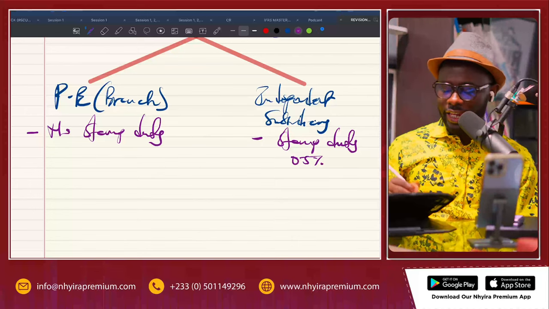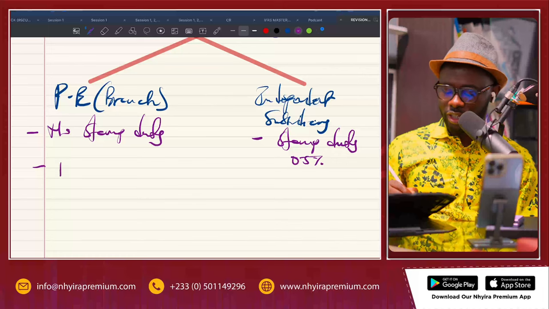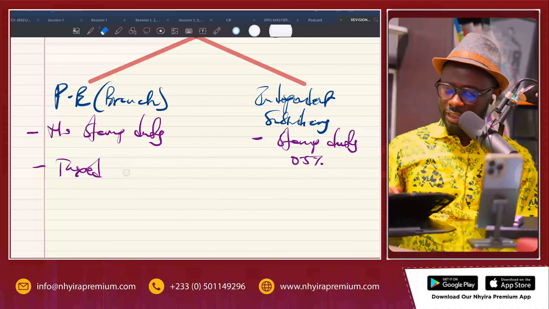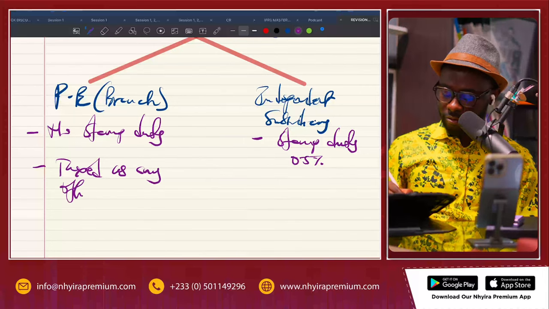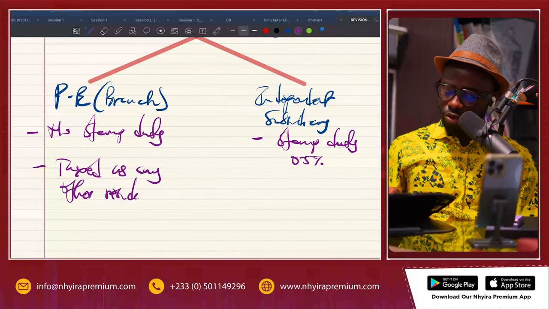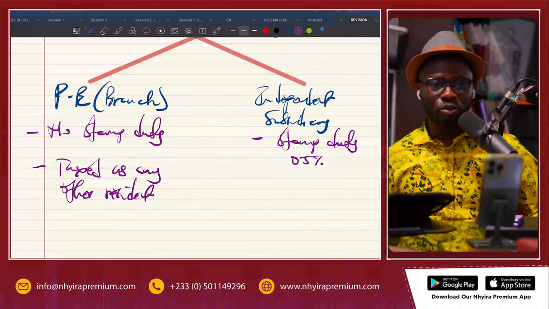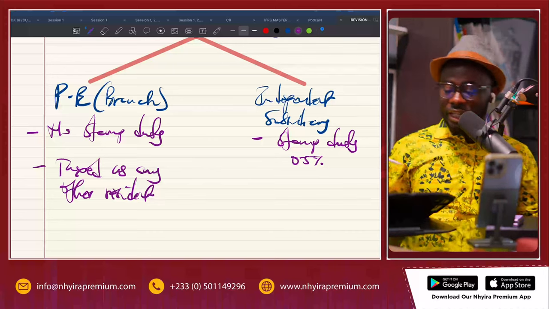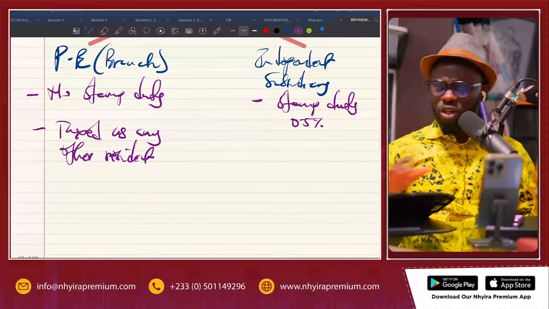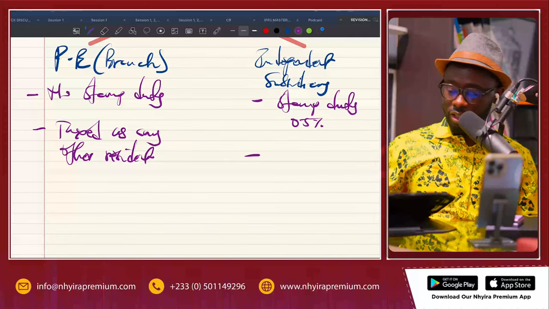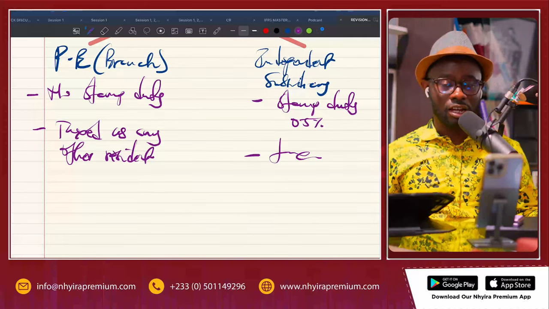In either case, the permanent establishment will be taxed as any other resident company. It means they will do PAYE, they will do VAT, they will pay the tax that they have to pay. And if you do an independent company, it will also be taxed as any other company.